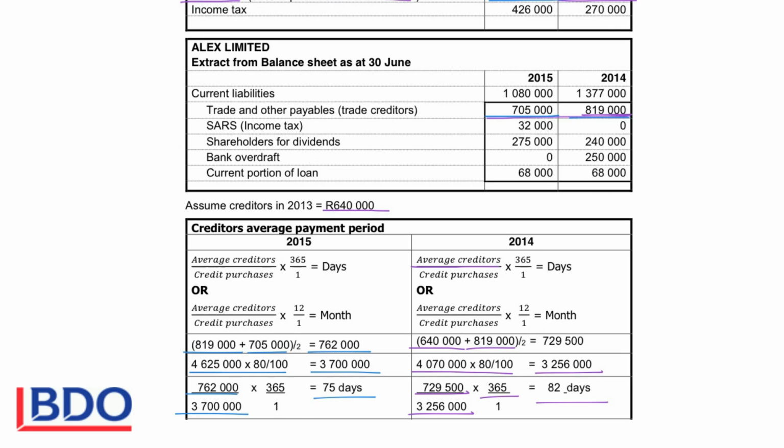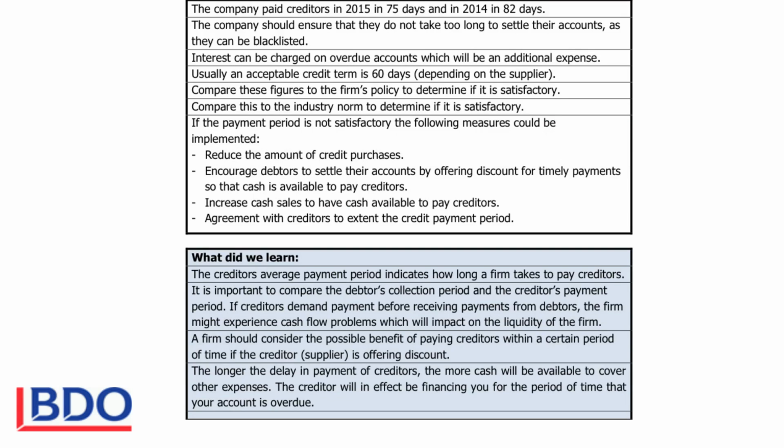You can also work it out in months. So instead of multiplying by 365 days, you multiply it by 12 months in the year, and then you see that it decreased from 2.69 months in 2014 to 2.47 months in 2015. The company paid creditors in 2015 in 75 days, while they took 82 days in 2014 to pay the creditors. So the time that they pay creditors was shortened in 2015.